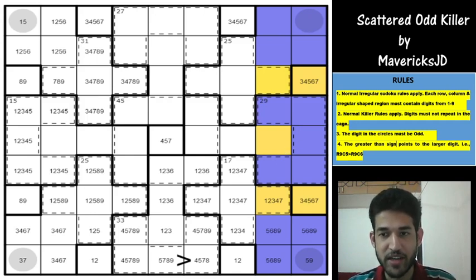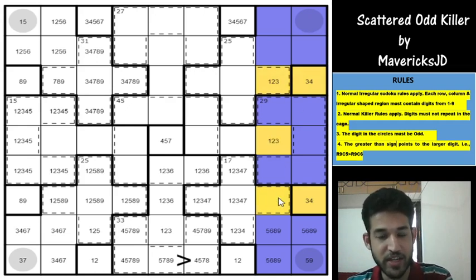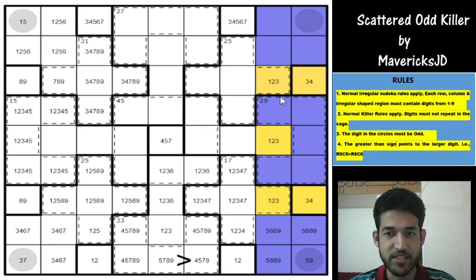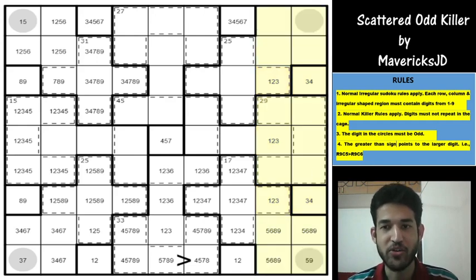So which means that this has to be 5, 6, 7 strictly, and this has to be 1, 2 and 3. A simple idea, but really hidden well. It's not easy to find this, guys. It's not at all easy to find this. But if you find this instantly, then you are prepared to participate in World Championships.